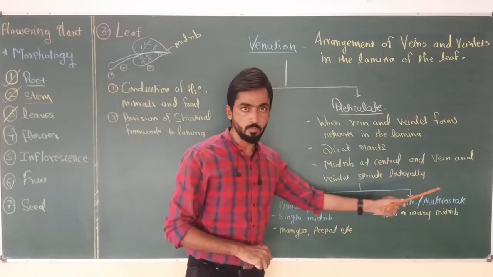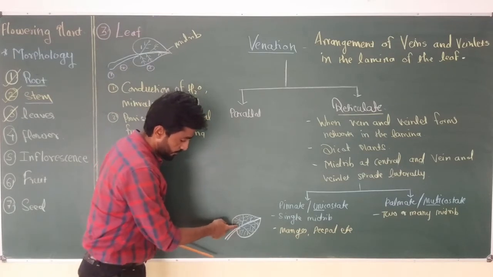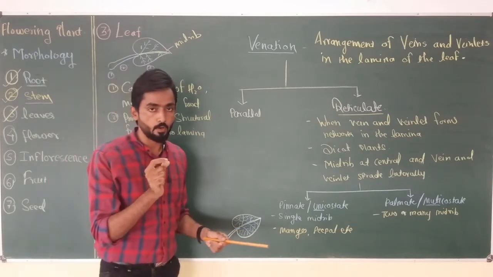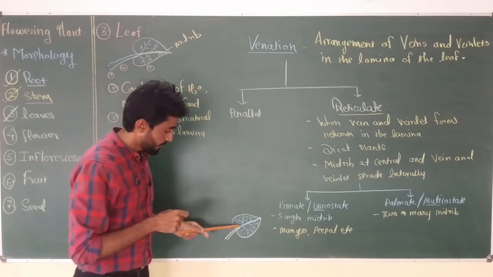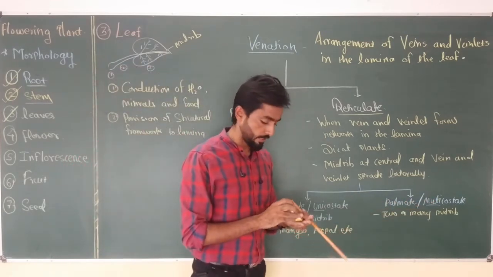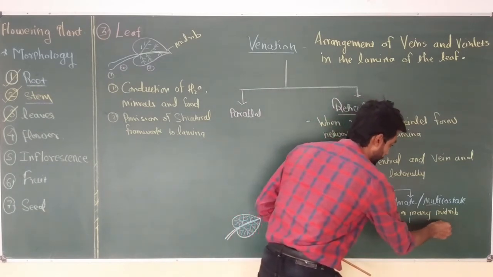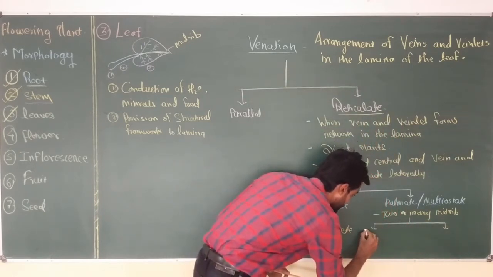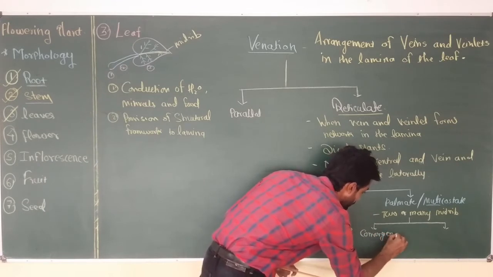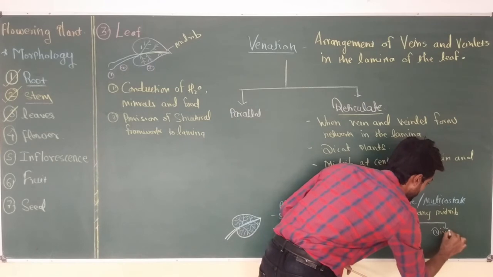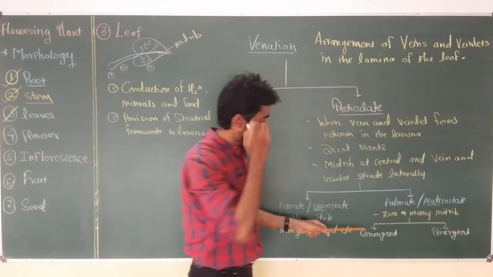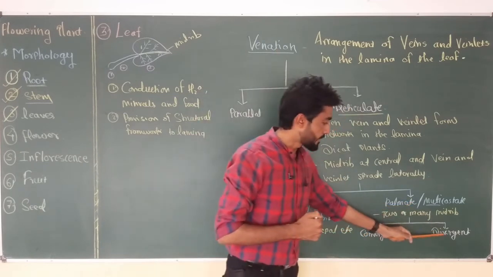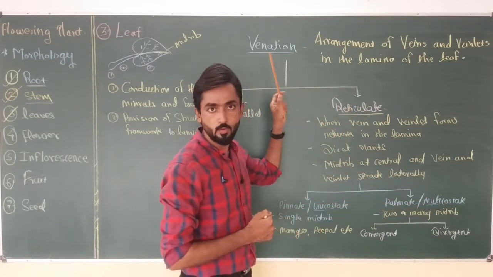Now, in case of palmate or multicostate, the number of midribs is more. Okay, there are 2 or more depending upon the arrangement of midribs in the lamina. Palmate or multicostate venation is again divided into 2 different types, convergent and divergent. So you can call this type of venation convergent palmate reticulate venation and divergent palmate reticulate venation.